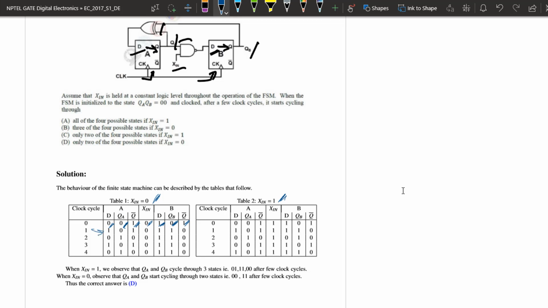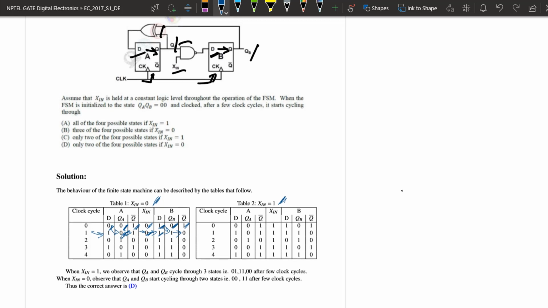In clock cycle 1, D of clock cycle 0 goes to QA, and therefore QA is 0, Q bar A becomes 1, and Xn is held at 0. DB is 0 NAND 0, which is 1, and QB is 1, Q bar B becomes 0. And DA is QA XORed with QB, which is 0 XOR 1, and that is 1.